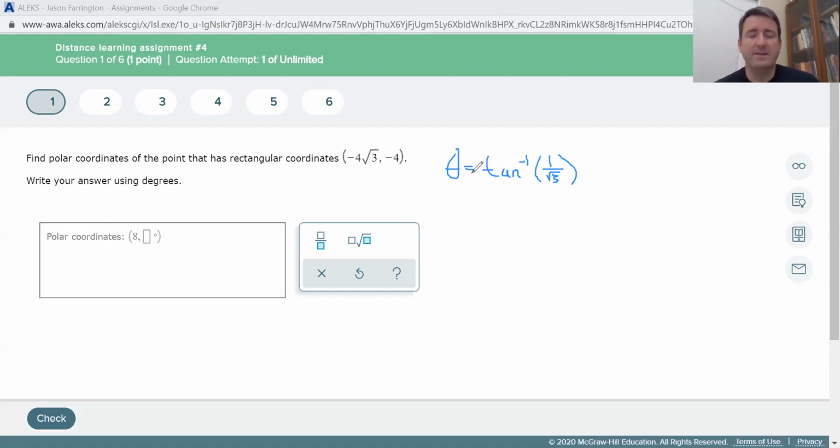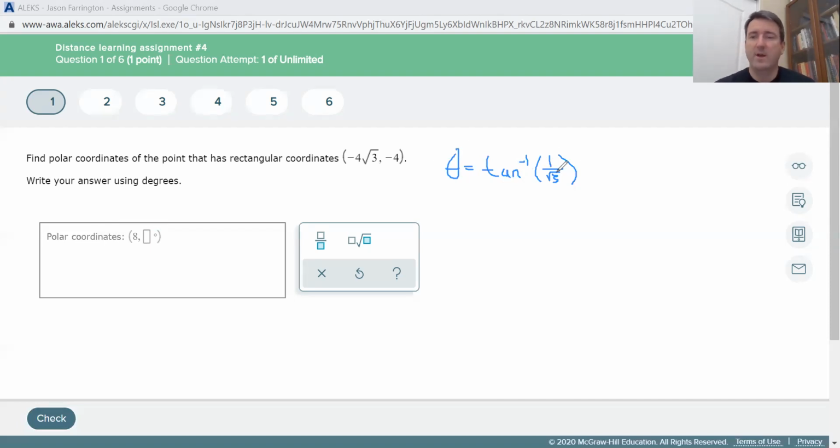All right, so theta is equal to the inverse tangent of 1 over the square root of 3. And if we look on our unit circle, there are 2 places where the tangent is equal to 1 over the square root of 3 or square root of 3 over 3. That's at 30 degrees and at 210 degrees.